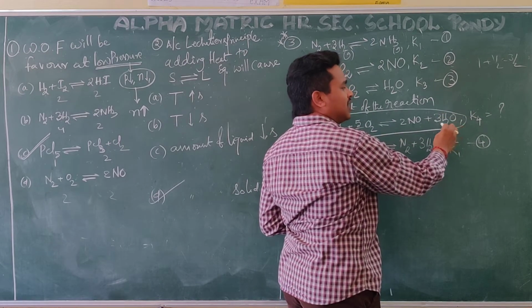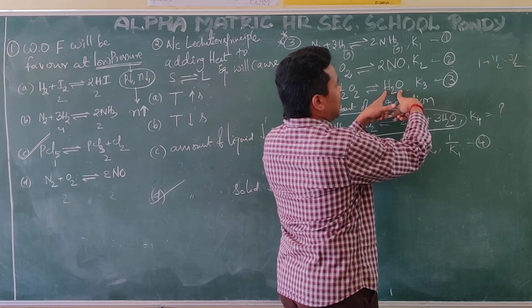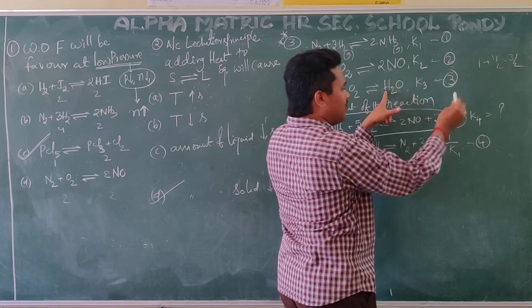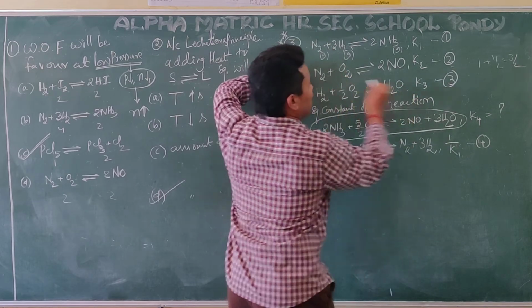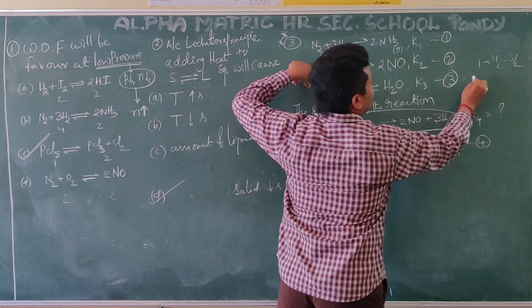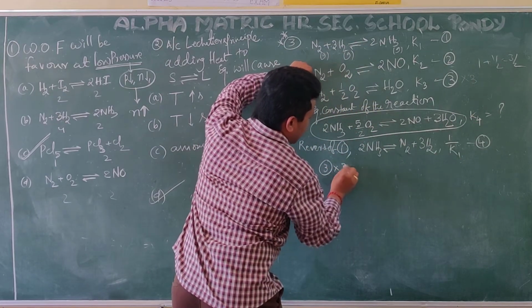3 moles of water are there. So in the given equation also, water is on the right side, no problem. Here 3 is there, here 3 is not there. So what I am going to do is multiply this third equation with 3. What I am doing here? Third equation multiplying with 3.